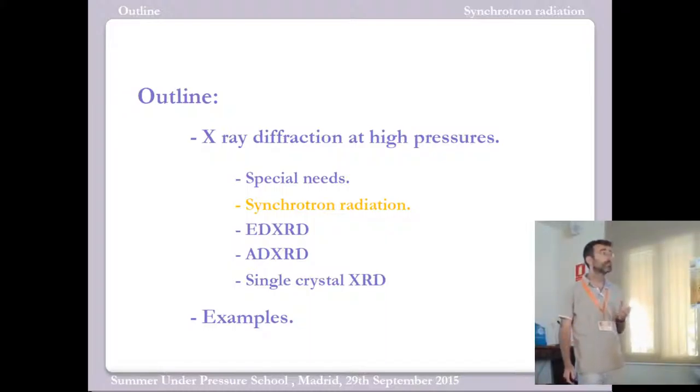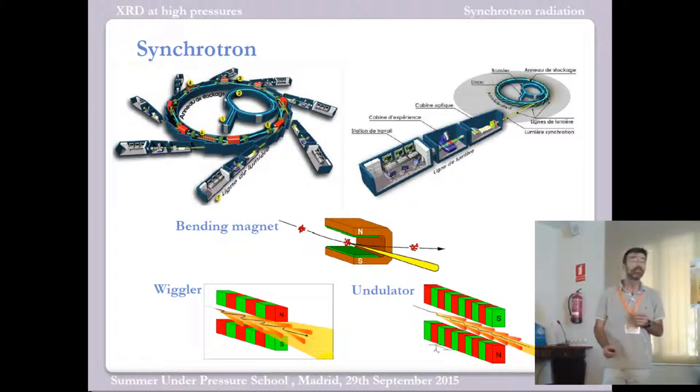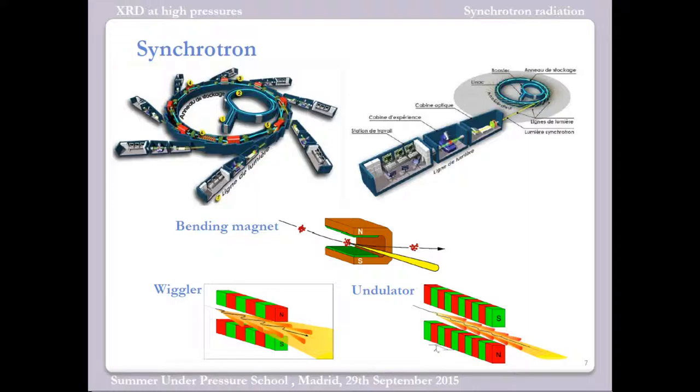So what is synchrotron radiation? A synchrotron is an accelerator, but in our field, the term synchrotron radiation is usually used to label the radiation emitted by charged particles, usually electrons, when they are deviated by magnetic fields. Synchrotron is also used to refer to the building that is more complicated because we have an electron gun here which yields electrons which are accelerated in a linear accelerator here up to some 100 megaelectron volts.